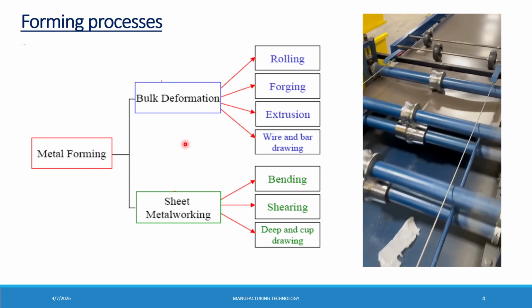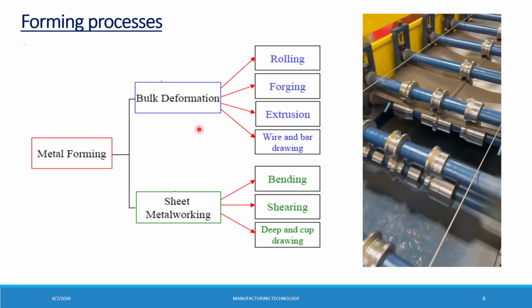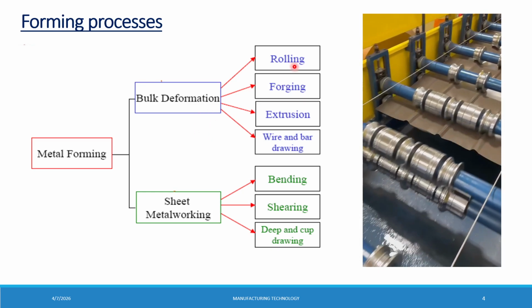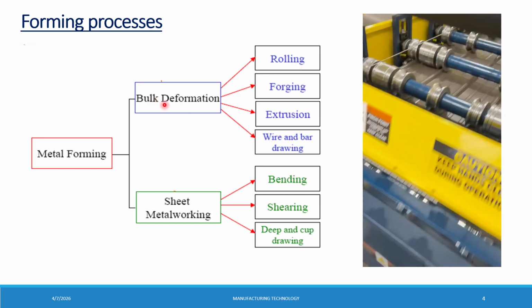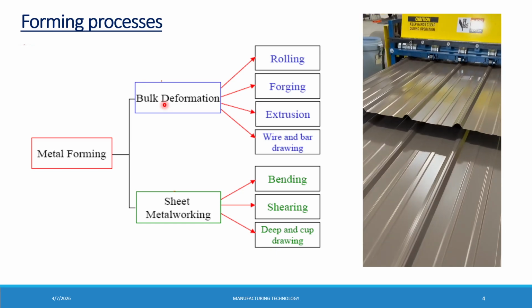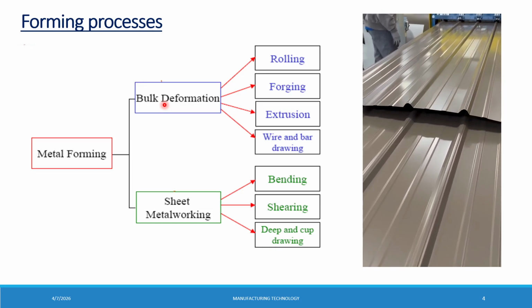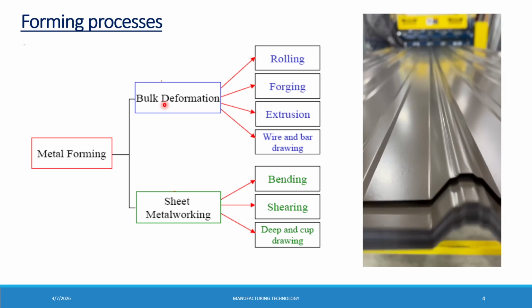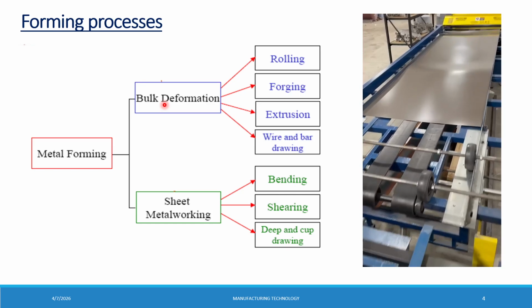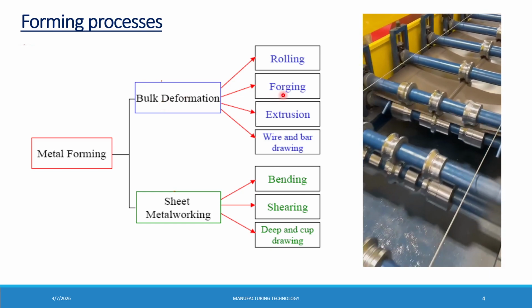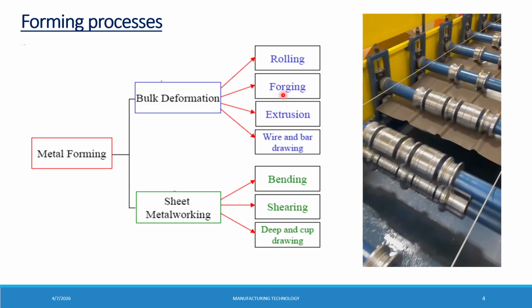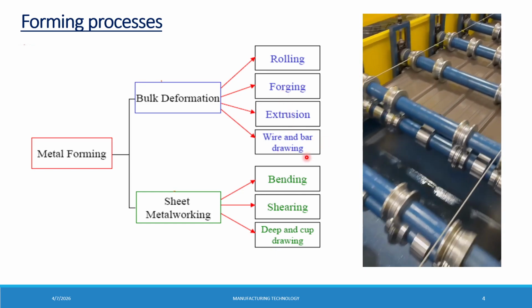Now, of course, we are not looking at this. We are looking right now at the bulk deformation process, and one of the major ones which is called the rolling process. So as the word bulk suggests, it means you are going to be working with a significant thickness of material. You're not going to be looking at very thin pieces, and in this particular classification we are also looking at forging, extrusion, and wire and bar drawing.